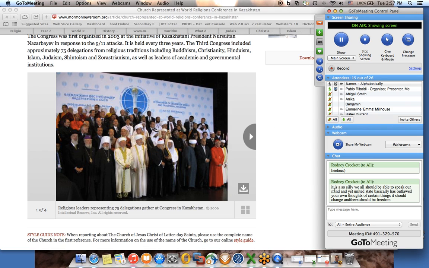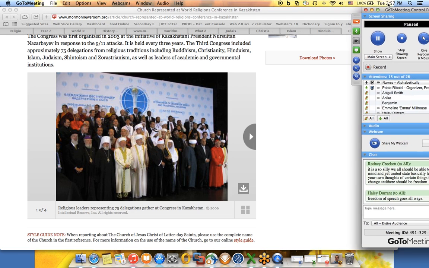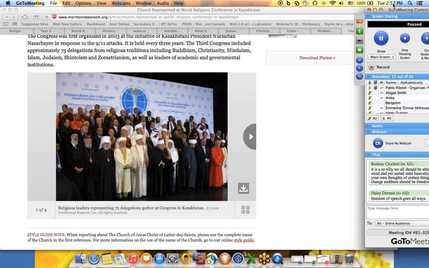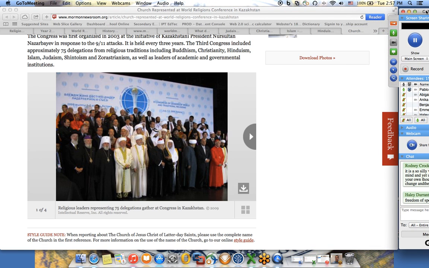Rodney says, it is so silly, we all should be able to speak our mind, and yet the United States basically has outlawed your own thoughts on certain things. It should change, and there should be freedom. Yeah, I totally agree. We are in a sad state, but freedom of speech goes always, absolutely.